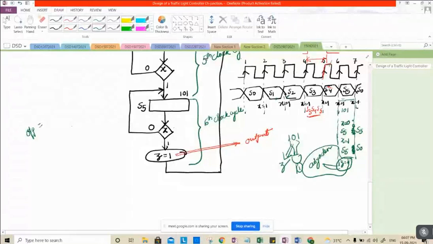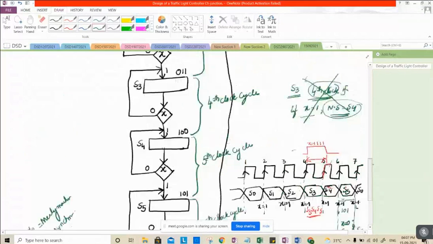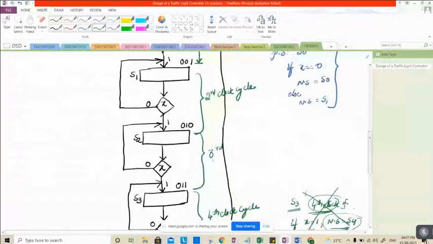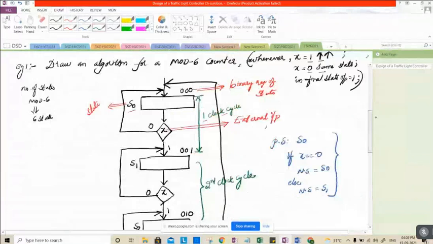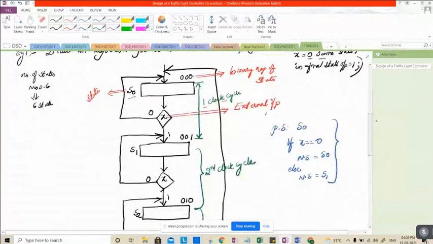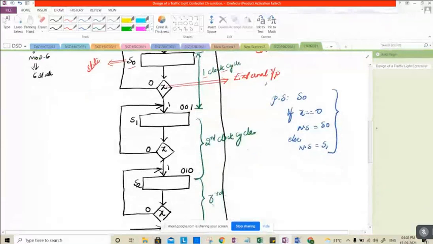Outputs in a Mealy machine are asynchronous. They are not depending upon the clock value. Right. Is it okay? Is it clear for everyone?